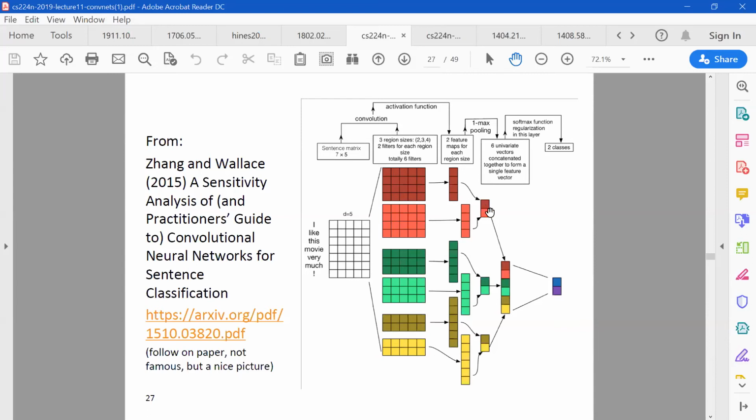Then you do max pooling and reduce each feature map to a single number. So now it doesn't matter how long the feature maps were, because we're just taking their maximum. And so the 2 filters of length 4 give us just 2 numbers. The 2 filters of length 3 give us just 2 numbers after max pooling. And the 2 filters of length 2 also give you just 2 numbers. Then you stack them together to get 6 numbers, and then you apply some kind of a softmax to map that to 2 classes. So the architecture makes sense that way.